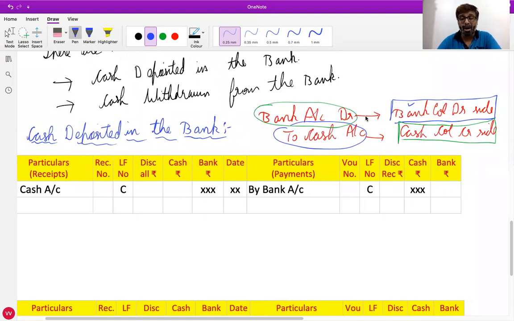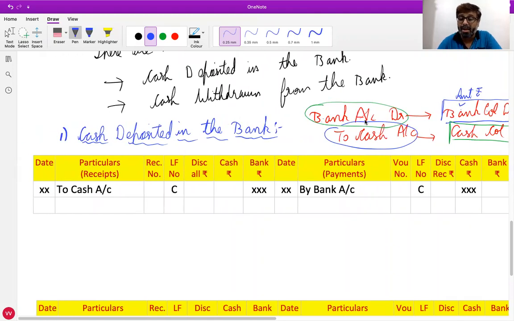Now what do you mean by bank account debit? Where will you record the amount? Bank account debit means you will write the amount in the bank column on the debit side. Now what will you write in the particulars?